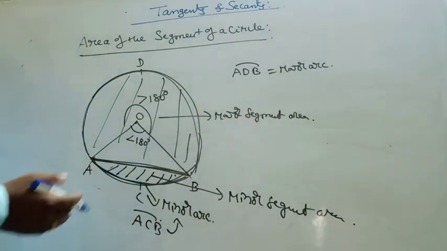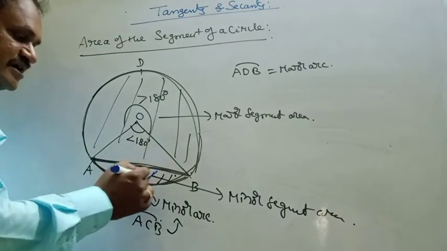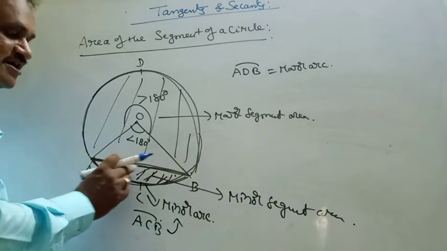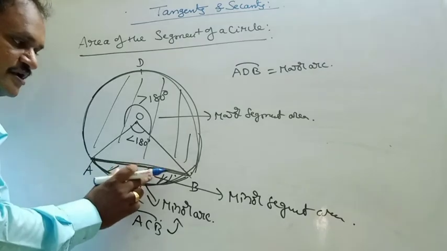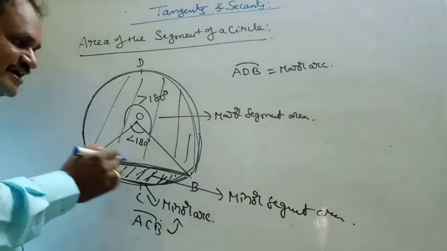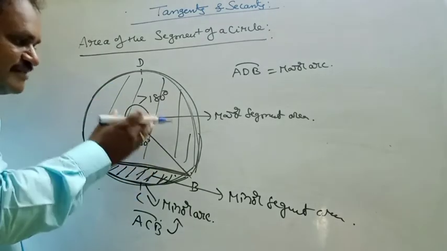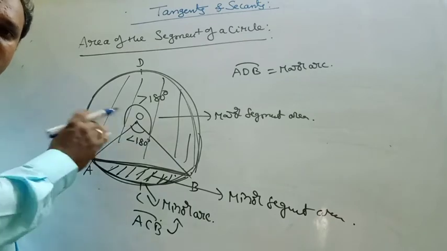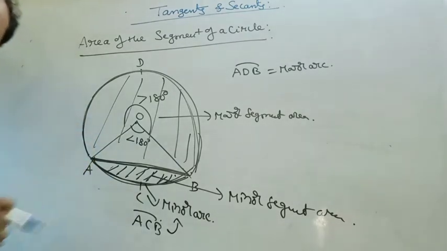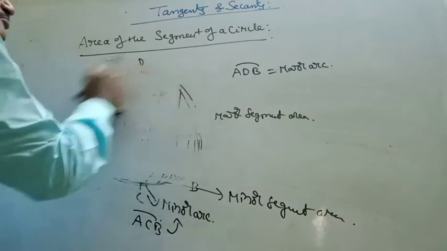Right, my dear student, now we need to find the area of the segment of a circle. How to find the area of this segment? Once you get the area of this segment, the other segment you can easily find, because by finding the area of the circle and subtracting the minor segment area, you will get the major segment area very nicely. Now how to find this segment area? That's what we will do now.